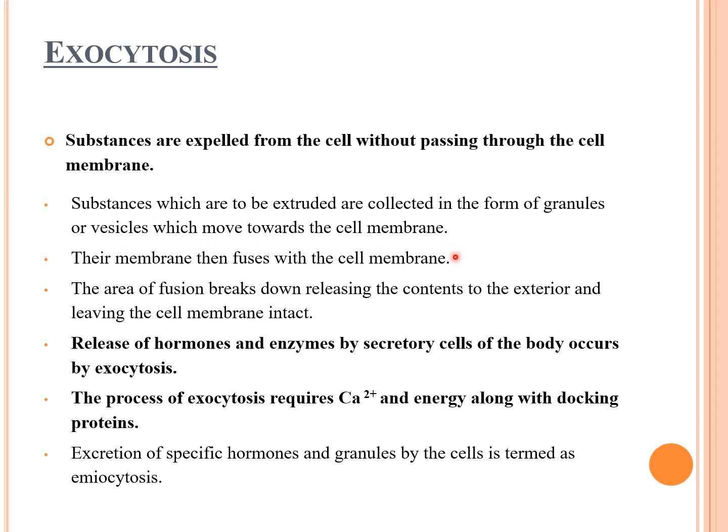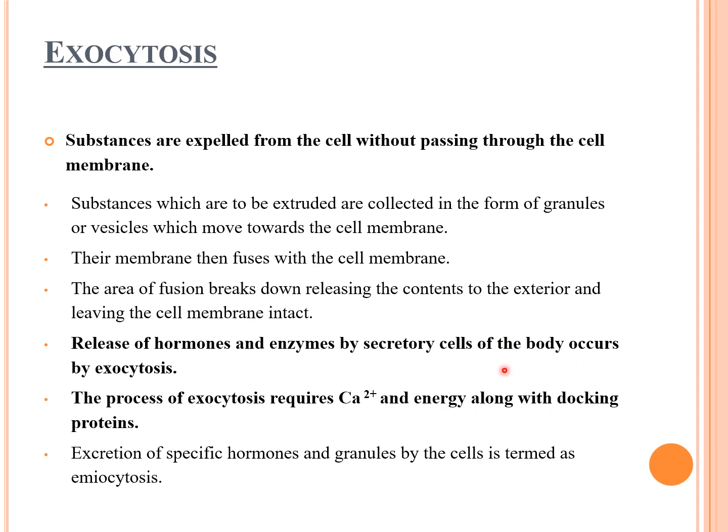The substances which are to be extruded are collected in the form of granules or vesicles which move towards the cell membrane. These secretory vesicles will come and fuse with the cell membrane, and the area of fusion breaks down and releases the contents like neurotransmitters, enzymes, proteins. All these will be released out of the cell by the process of exocytosis, and it is a calcium dependent process. Please remember, exocytosis requires calcium and energy to release the contents of the secretory vesicles out of the cell membrane.